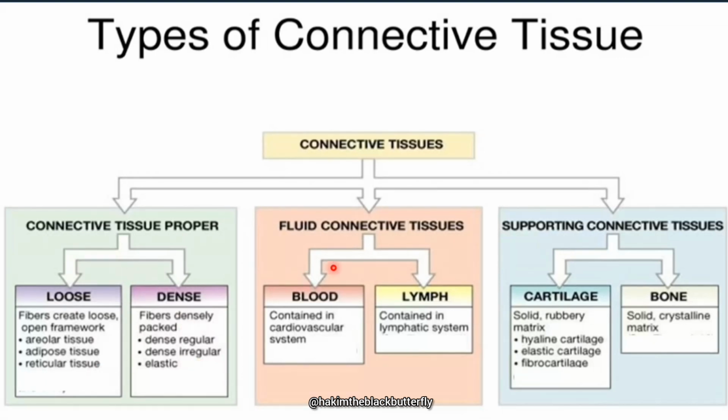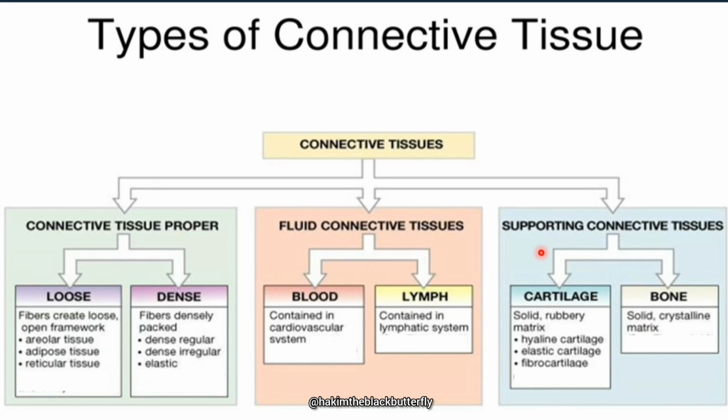Then here we have the fluid connective tissues. Now these are going to be those connective tissues that are in a fluid or liquid state. For example, blood and lymph. Then you have the supporting connective tissues. These are going to be part of your skeletal framework. And of course, these include the bone and the cartilages. These are going to be supporting connective tissues.